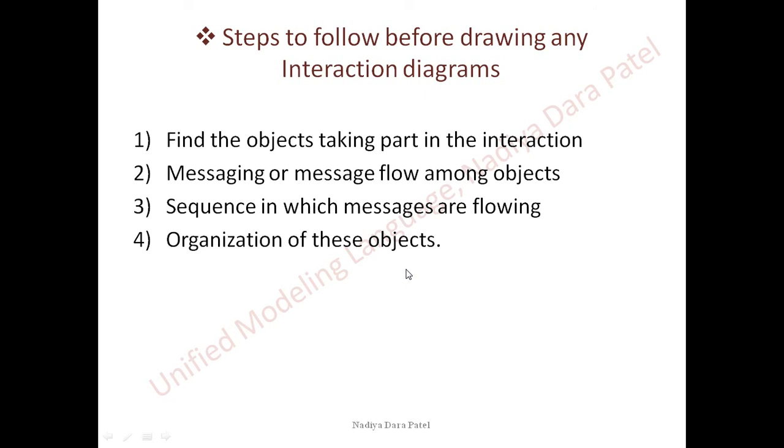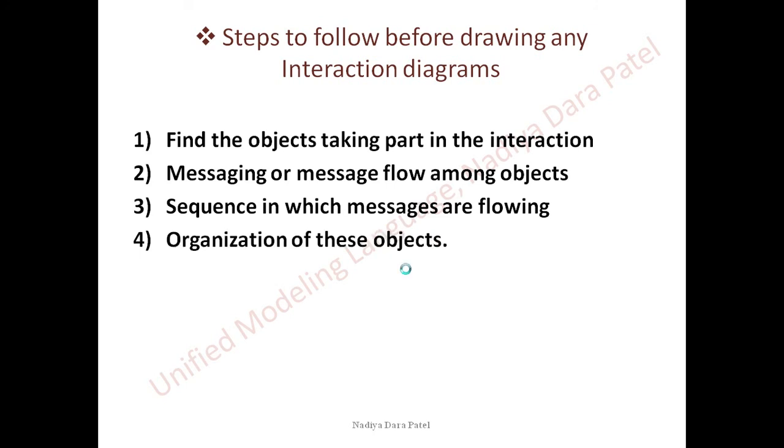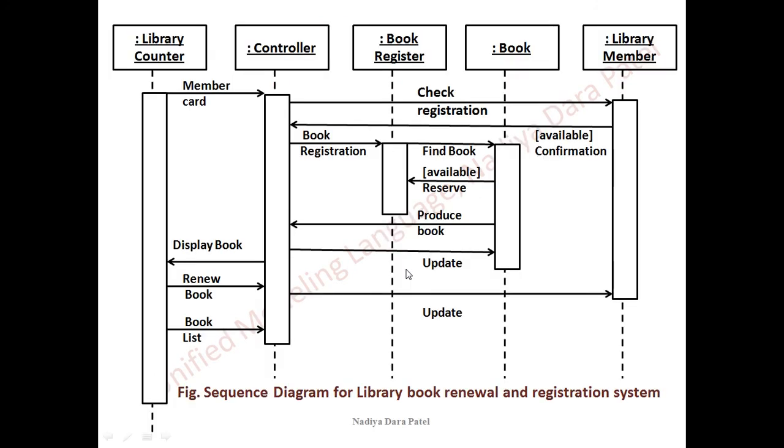So the first step is to find the objects taking part in the interaction. Find the messaging or message flow amongst these objects. Find the sequence, and finally organize them. So this is an example of a sequence diagram for a library book renewal reservation system.